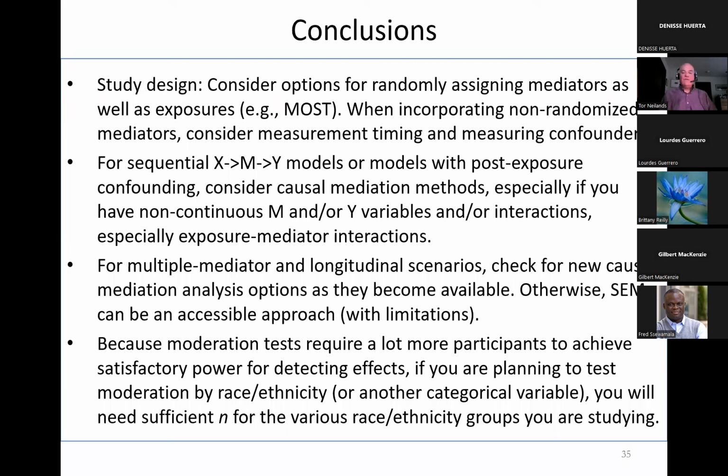And then just a restatement about moderation analyses requiring a lot more participants to achieve satisfactory power for detecting effects. You'll need sufficient N if you want to make that a primary analysis.